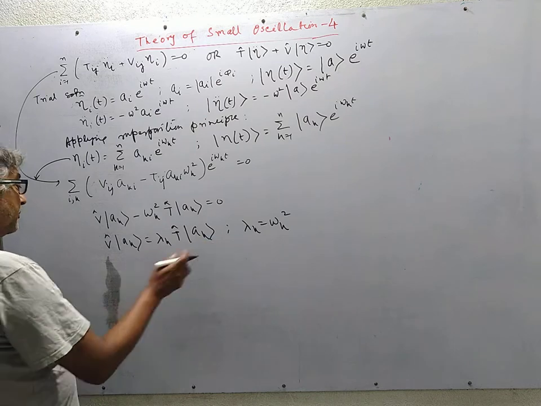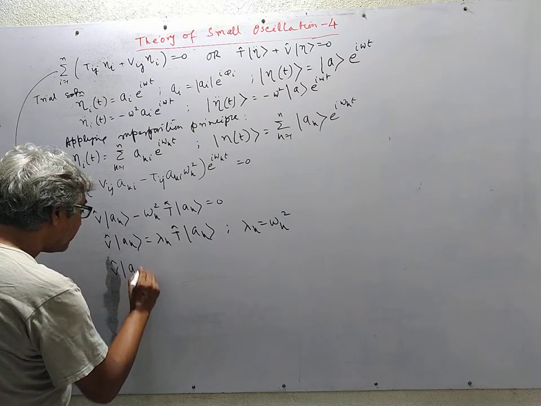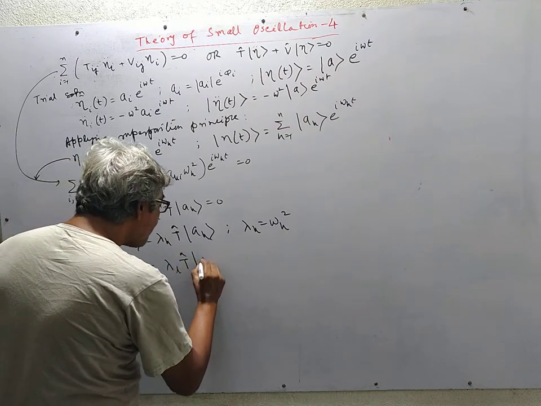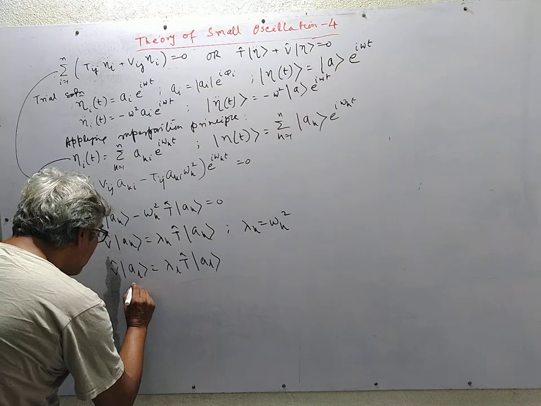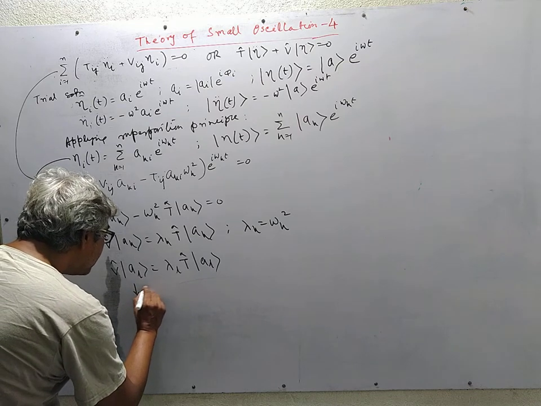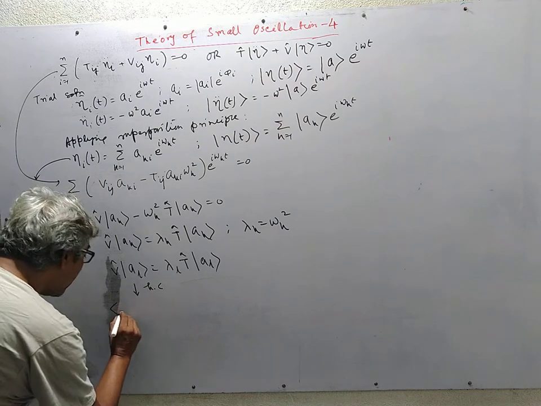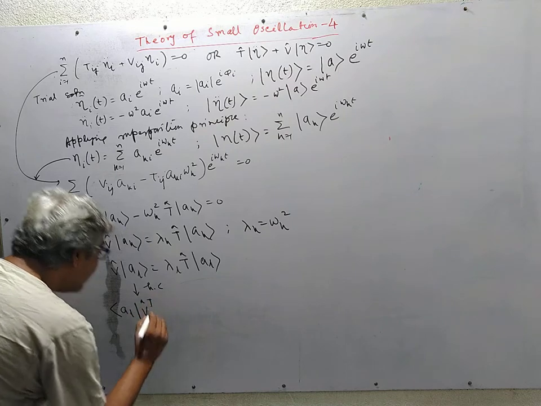This is the equation for the kth eigenvalue, and we write another equation for the nth eigenvalue. This is the equation for the kth mode, and this is for the lth mode. If we take the Hermitian conjugate of this equation, the left hand side is bra L times V dagger.